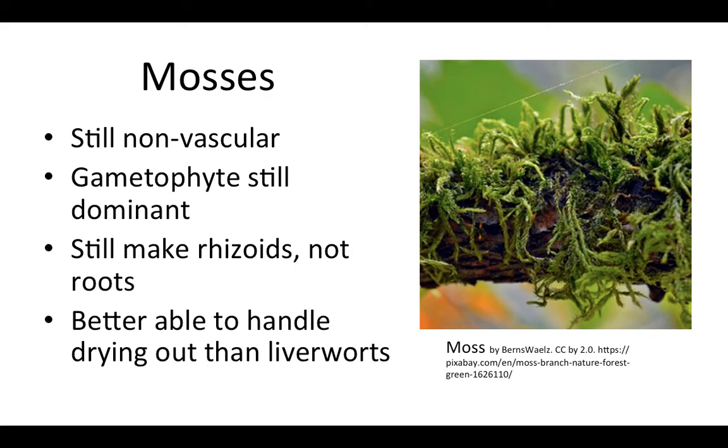We will move on now and talk about the group we're more familiar with, which are the mosses. Mosses are still non-vascular. They still have a dominant gametophyte generation. They still make rhizoids, not roots. So all of that is similar to what we just talked about. They are somewhat better at handling dry conditions than liverworts, which is probably why we're more familiar with seeing them. This is just a photo showing you some moss growing on a tree branch.